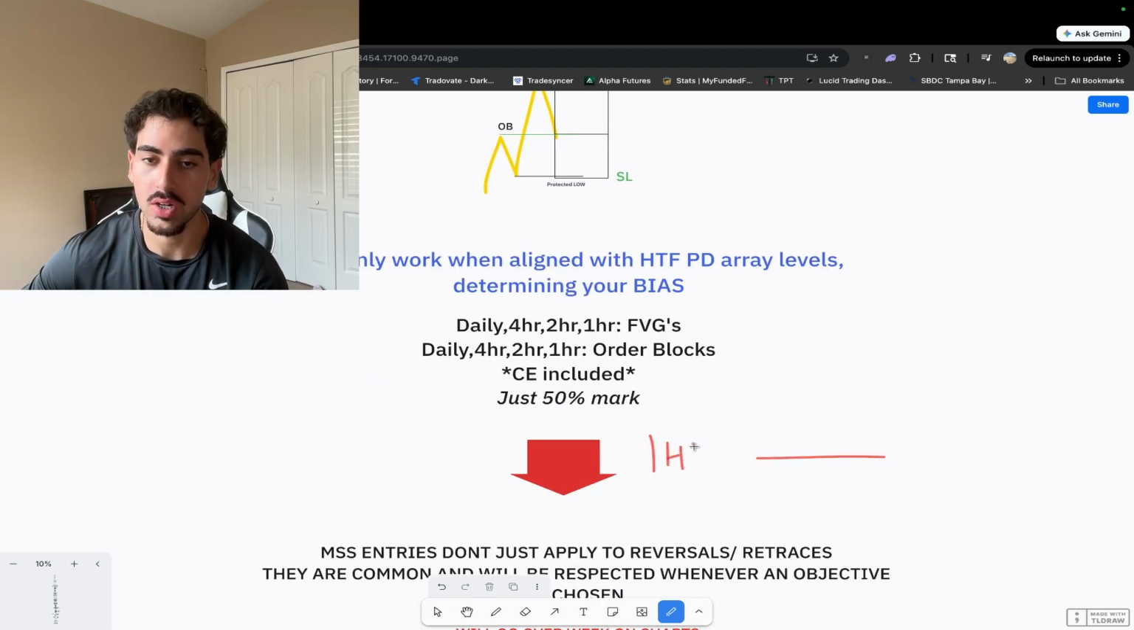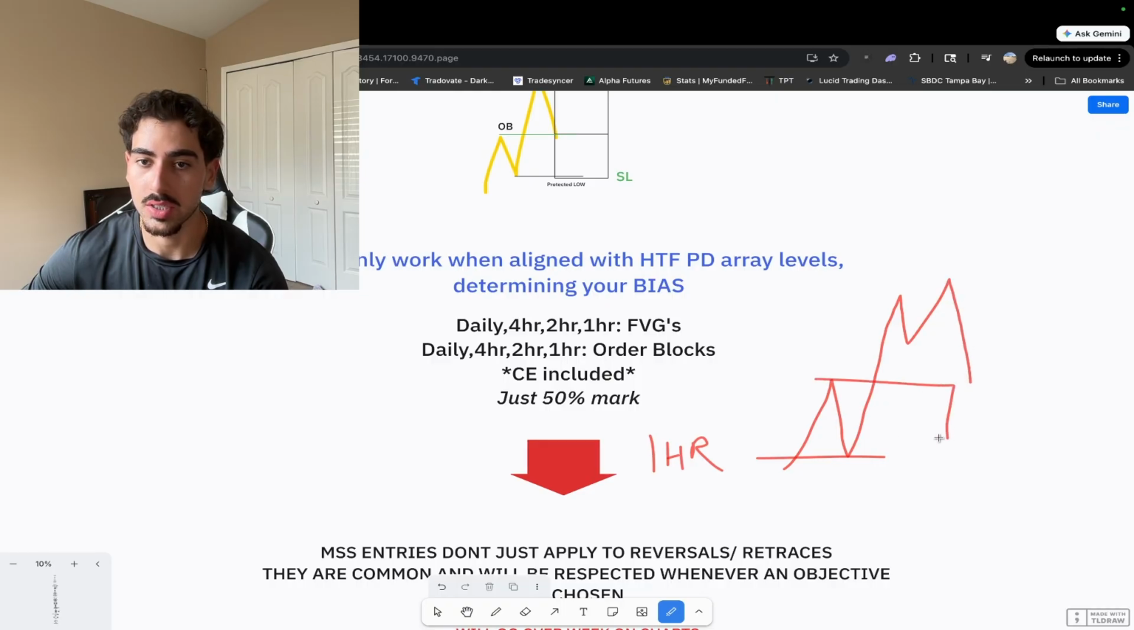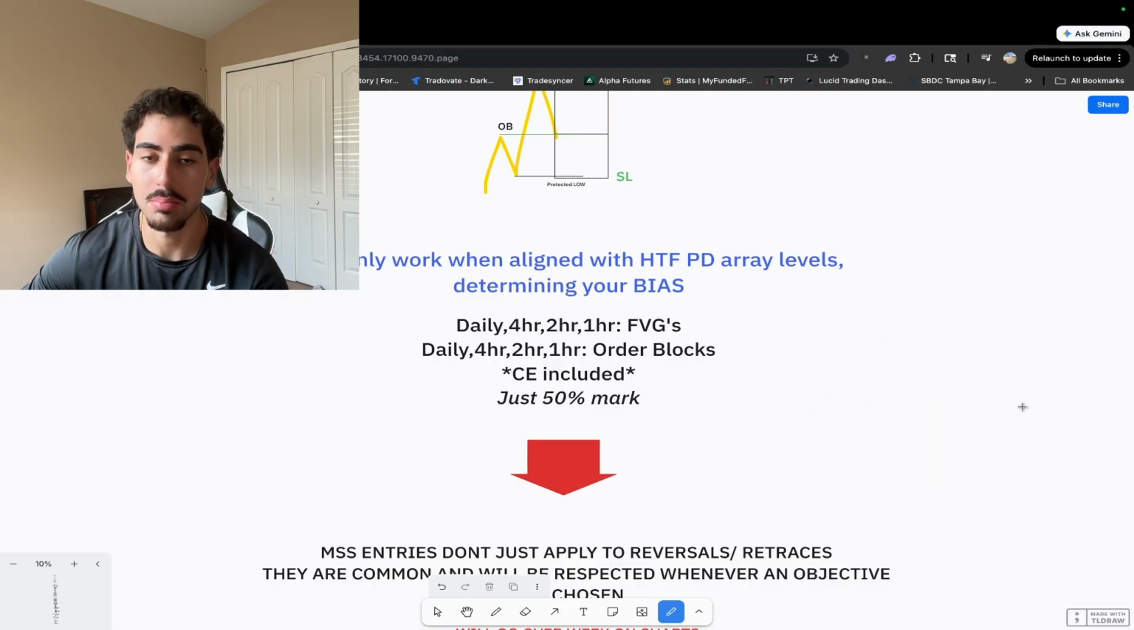For example, a 1-hour fair value gap where price ends up tapping off of to then form your market structure shift entry model, which would be right here, to then enter and get into the move with your stop loss at the foundational level previously seen. That's the basis of what the market structure shift is.